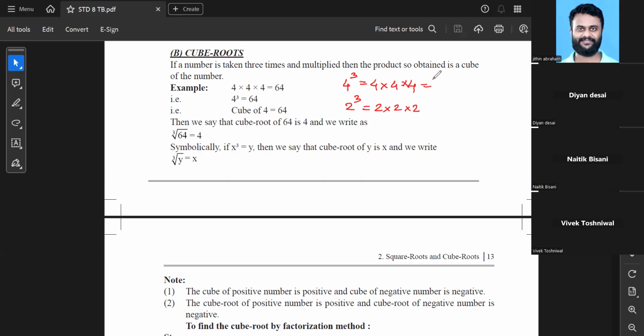So 4 cube, obviously 4 into 4 into 4 is basically 64, and this one is 8. So obviously the ulta of this, the reverse or the inverse of this is basically cube root. So cube root of 64. How do we represent cube root? You will directly write square root and यहाँ पर छोटा सा एक 3 लिखना है, just like how they have done over here. So square root का ये जो शेप है, इस शेप के अंदर उस 3 को बिठाना है.